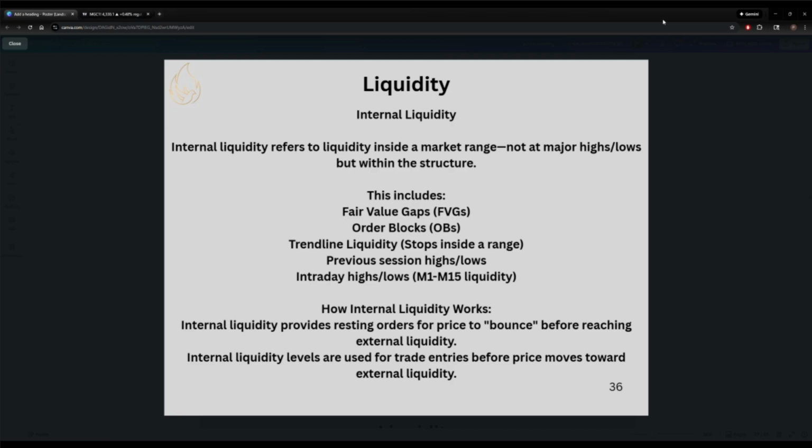So we can basically go from fair value gap to fair value gap. Exactly, yeah, a hundred million percent. We go from liquidity to liquidity, order block to order block.